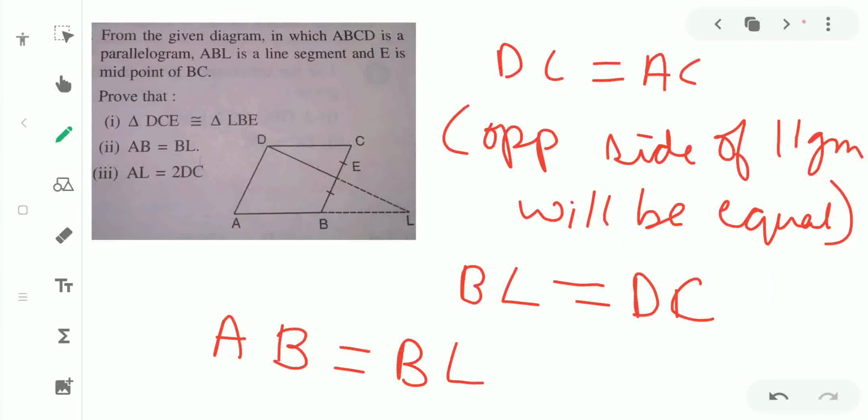AL is equal to AB plus BL, because here we are having a line. Suppose we are having a line over here and I have 3 points, point A, point B, point C. Now I will take this whole line as AC. AC is nothing but AB plus BC, so this line segment plus this line segment. So that is what I have done here.